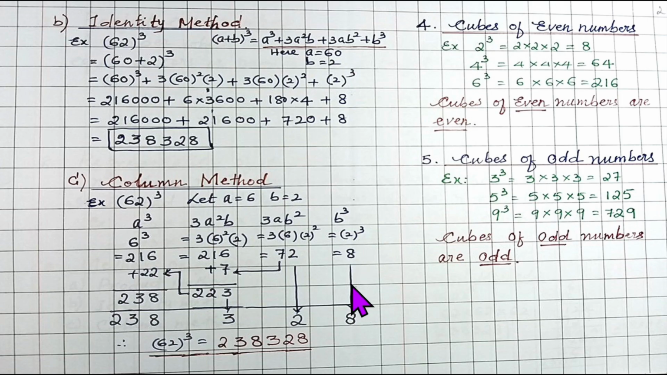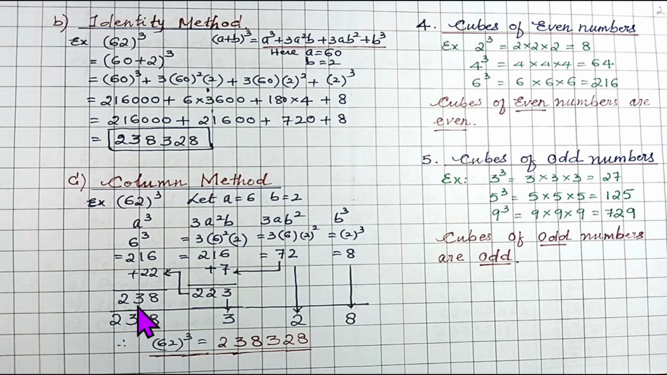Now 8 is single digit, bring 8 down. Here 72 is a 2-digit number, bring only the units digit down and take the tens digit as a carry to the next column. Then add 7 to 216, add 6 and 7, we get 223. Now this is a 3-digit number, bring the units digit down, carry 22 to the next column.